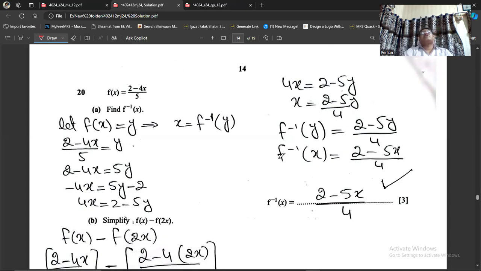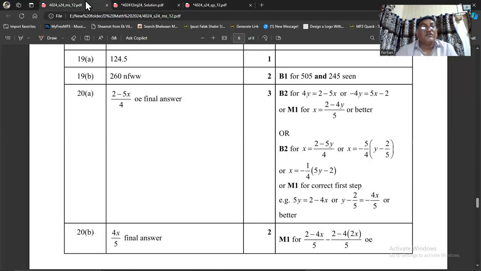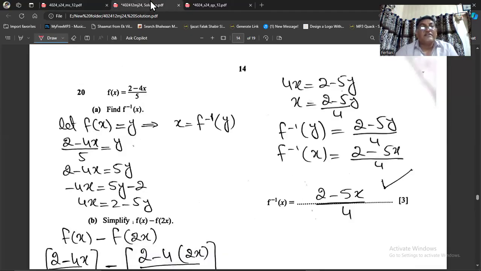Then I will change the variable on both sides. So f inverse of x will be equal to 2 minus 5x divided by 4. So 2 minus 5x divided by 4. This is how you find the inverse. 2 minus 5x divided by 4 is the right answer, sir.